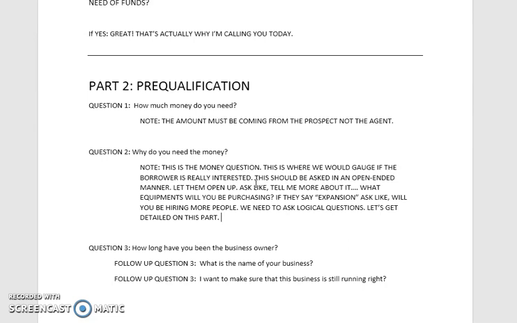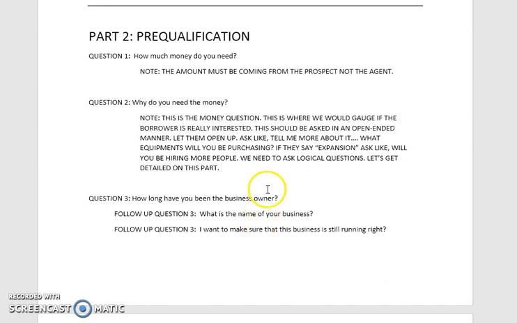And from there on, listen. Depending on what they respond, ask a logical question, okay? Get detailed on this part. Attempt on getting more information, okay?